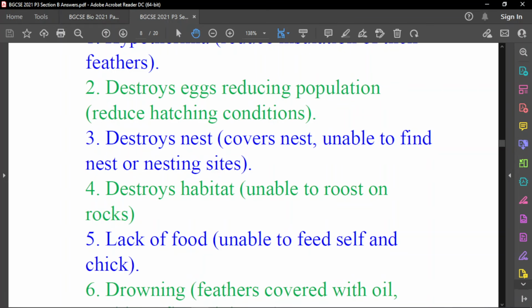All right, so lack of food, unable to feed self and chick. If they get food from the water body and you have crude oil there, they can't get any food, then they will suffer. Their chicks will also suffer, particularly if a bird only eats fish. There's no other food. They can't venture out to land if it's not eating land food. So those are some of the things.